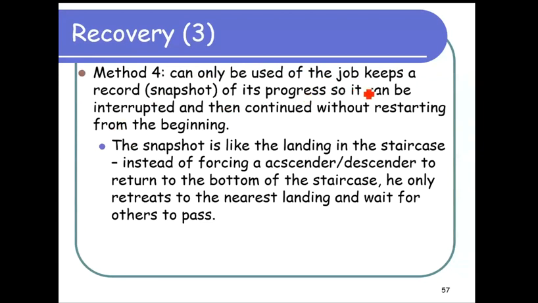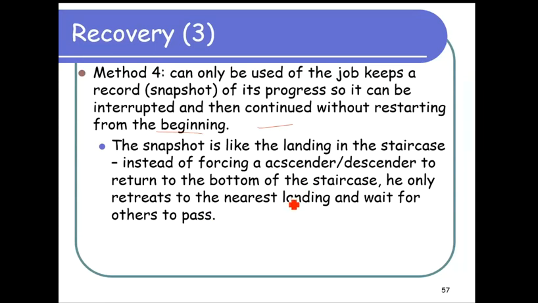Method 4 can only be used if the job keeps a record, a snapshot of its progress, so it can be interrupted and continue without restarting from the beginning. This is the best. The snapshot is like the landing in a staircase. Instead of forcing an ascender or descender to return to the bottom of the staircase, he only retreats to the nearest landing and waits for others to pass.